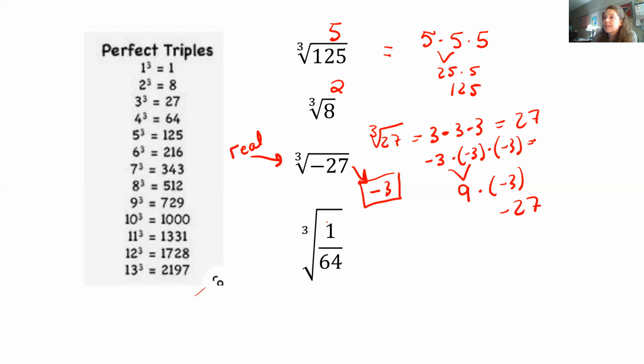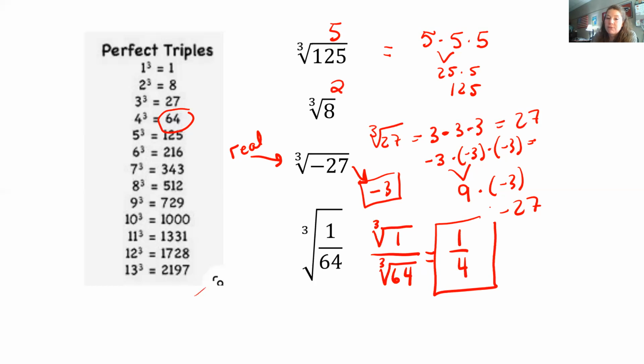All right, and one more, we'll look at this one. So even though there's a fraction in there, you can still think of this. You can divide it. You can write it out on your paper and say, okay, well, let's see what the cube root of 1 is. What number times itself 3 times is 1? The cube root of 1 is 1. And the cube root of 64 is 4. So the cube root of 1 over 64 is 1/4. That is the answer. All right, so that's a quick lesson on perfect cubes.